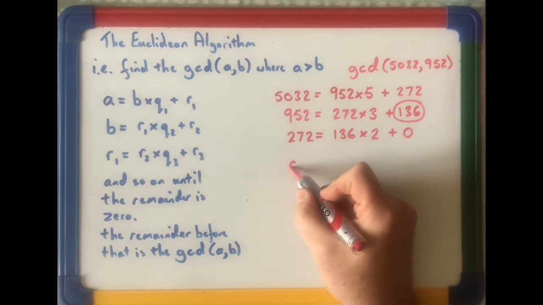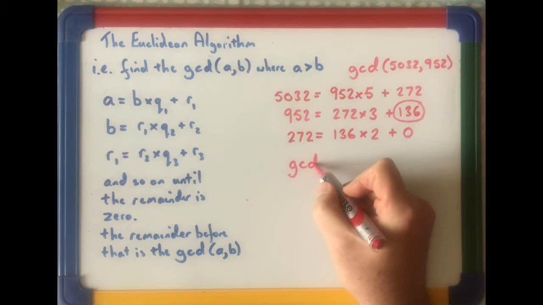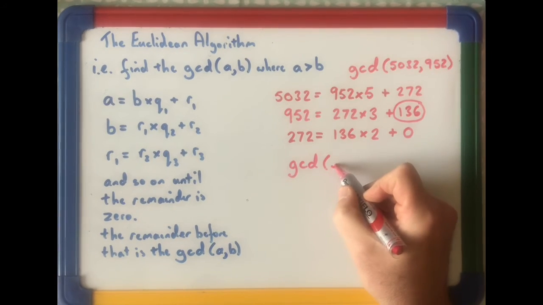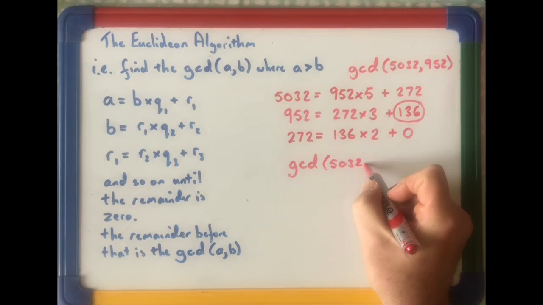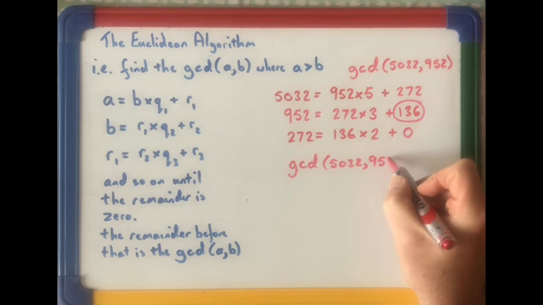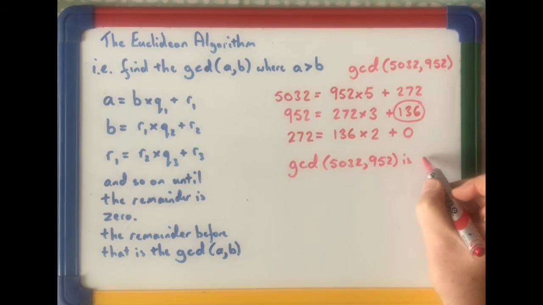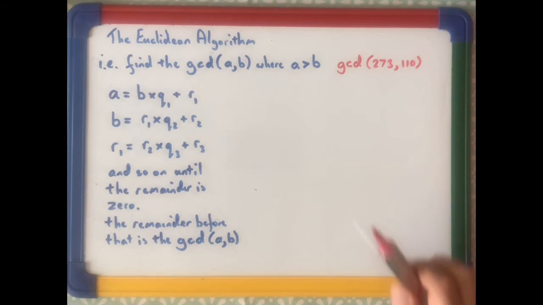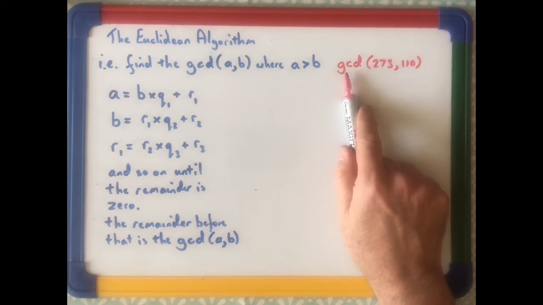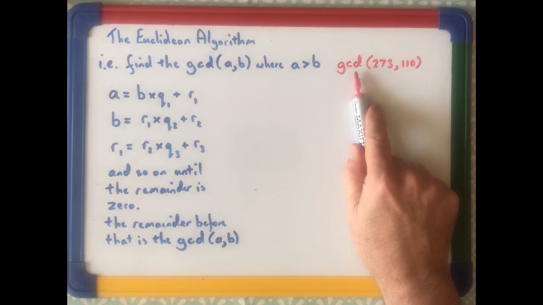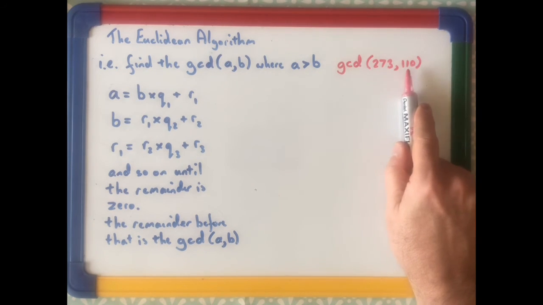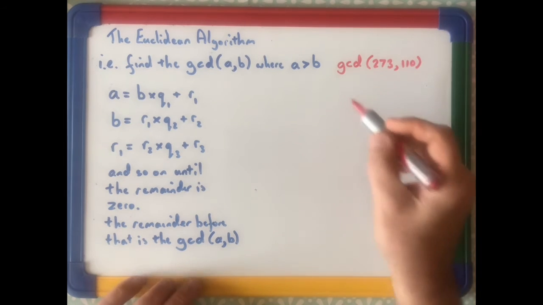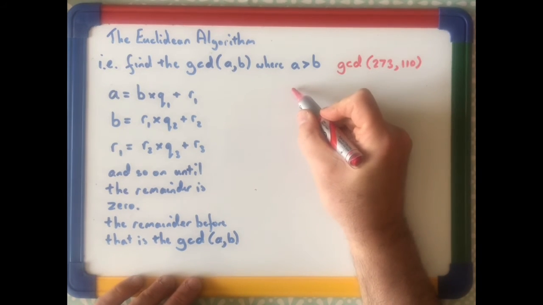So we now know that the greatest common divisor of 5032 and 952 is 136. Okay, in a second we'll do another example. In our second example, we're going to be looking for the greatest common divisor of 273 and 110. So let's go through that.